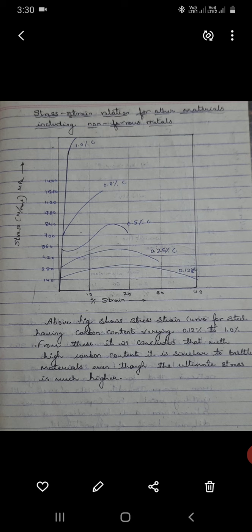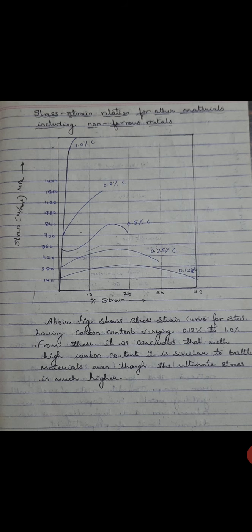The figure shows stress strain curves for steel having carbon content, suppose, 0.12 to 1%. As you can see, with higher carbon content, the steel behaves similar to a brittle material even though the ultimate stress is much higher. So with higher carbon content, the ultimate stress will increase, but the material will change its form from ductile to brittle as we keep on adding carbon.